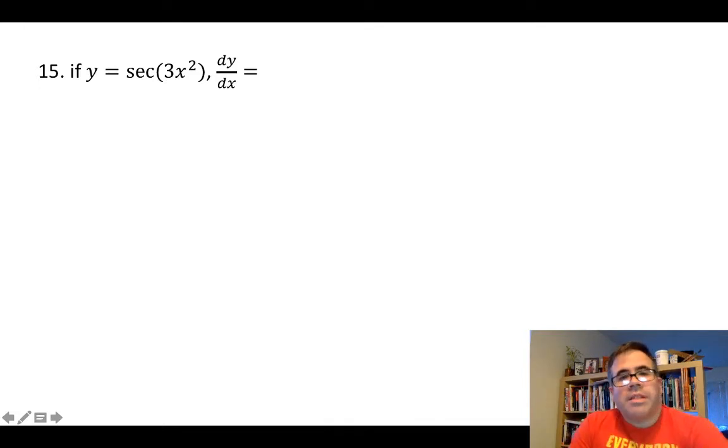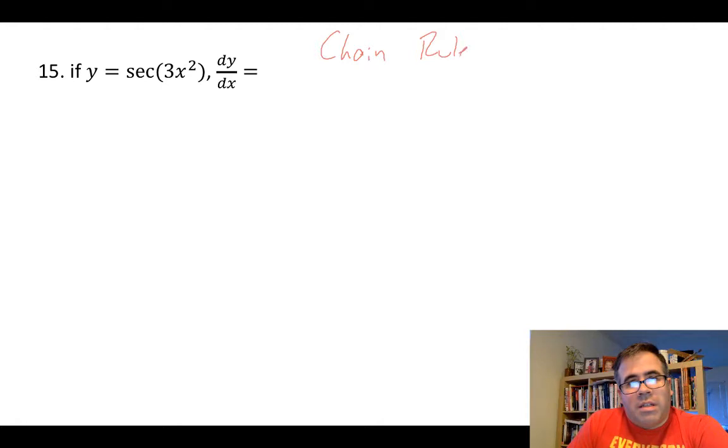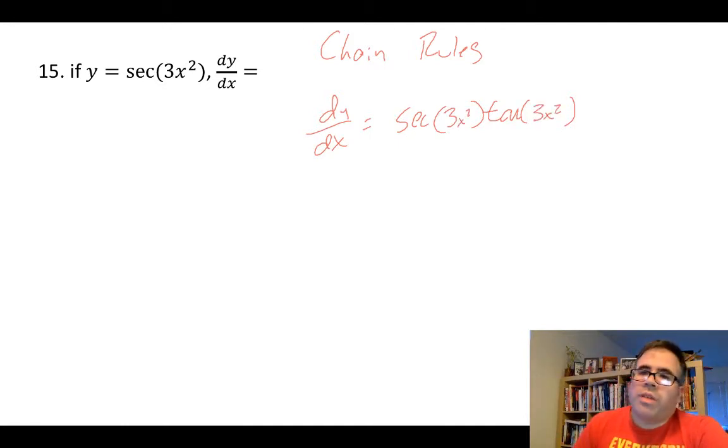All right, straightforward, take the derivative problem. If y equals the secant of 3x squared, find dy/dx. This is a standard chain rule setup with trig functions here. So the derivative of secant is secant tangent. So dy/dx, we're going to do secant tangent. And inside of those, we leave the inside unchanged, so it's going to be 3x squared. Then, by the chain rule, we have to multiply by the derivative of the inside. So the derivative of 3x squared is 6x.